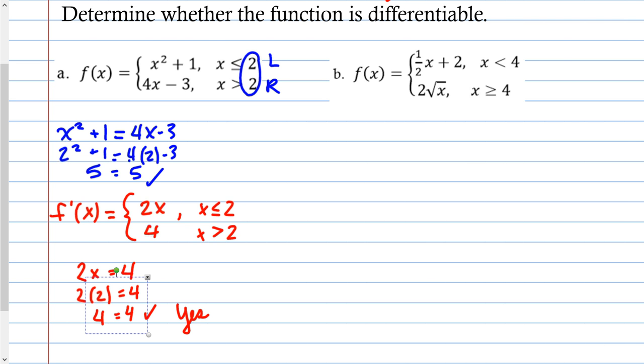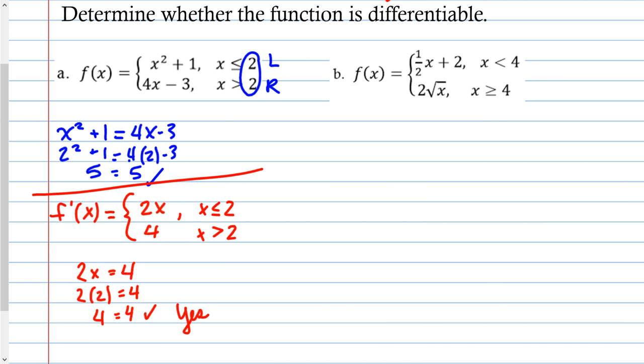And because I figured out first that it was continuous, I was able to move on to check differentiability. If this function had not been continuous, then I could have stopped right here and I wouldn't have to do anything else because it has to be continuous in order for it to be differentiable. All right, so now we're going to move on to the other example.